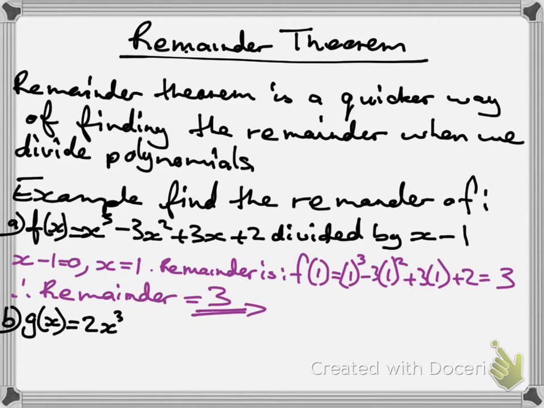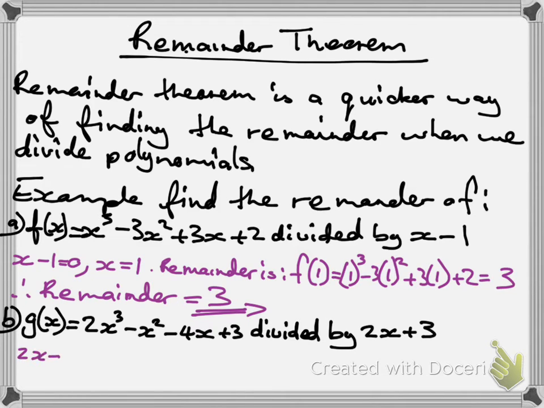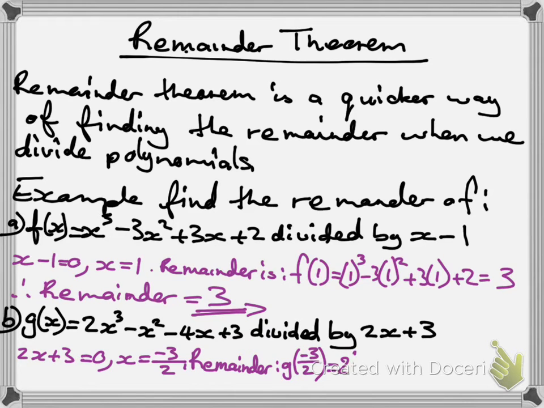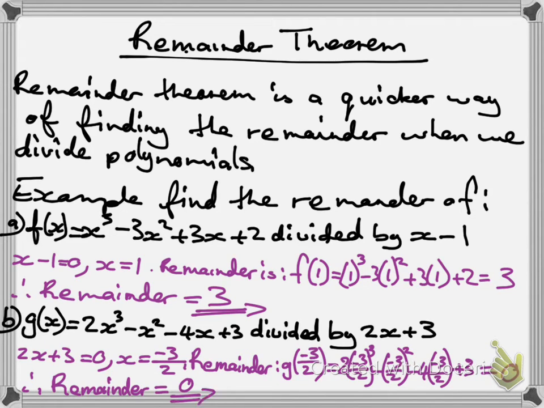If you are given g of x is equal to 2x cubed minus x squared minus 4x plus 3 divided by 2x plus 3. So you get your divisor equated to 0, and solve for x, then for your remainder, you are going to say g at negative 3 over 2 will be, where there is x, you put negative 3 over 2, and then you quickly punch in your calculator, and you will see that the answer is going to be 0. In this case, we have no remainder, or we can say the remainder is 0.